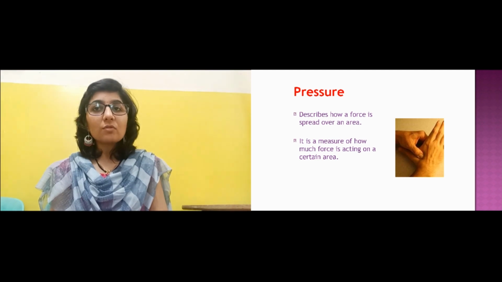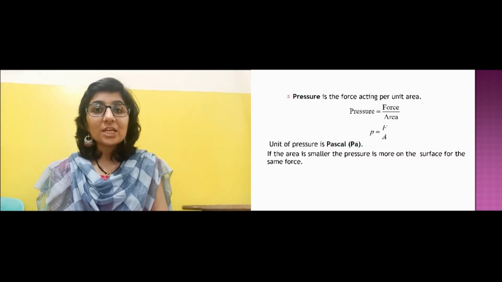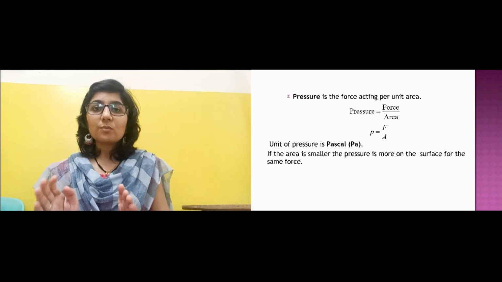So it is the measure of how much force is acting on a certain area. From this we get to know the pressure. So how can we define it? It is just force acting per unit area. Pressure is the force acting per unit area. If we want to make a formula, it is very simple. Pressure equals force upon area.